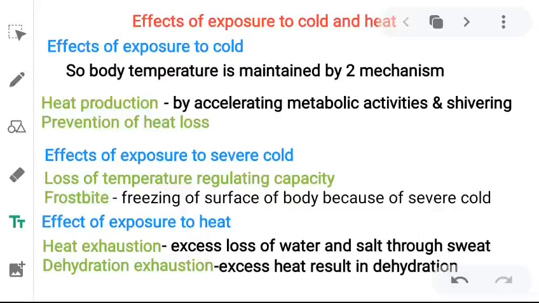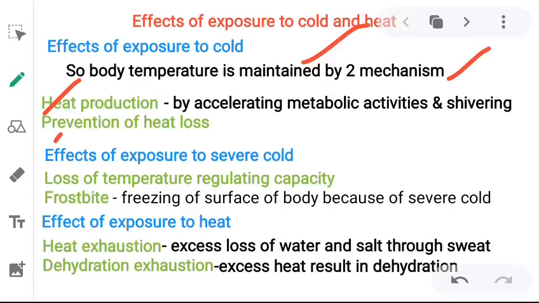Friends, in this module we are going to see about effects of exposure to heat and cold. Okay, so effect of exposure to cold: when you are exposed, body temperature will decrease. So automatically two mechanisms will take place. One is heat production, another one is prevention of heat loss.